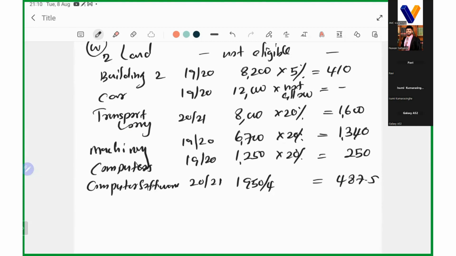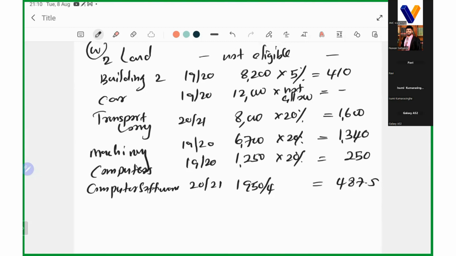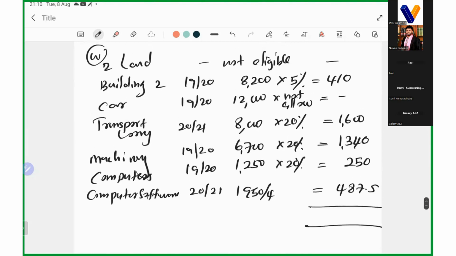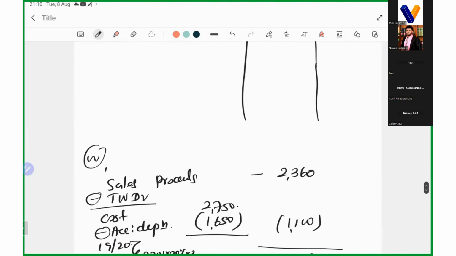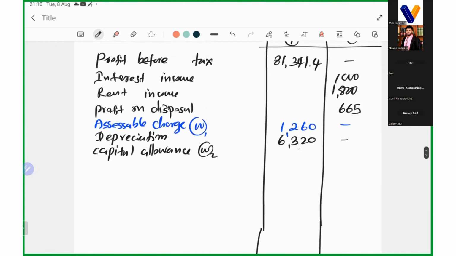Then one student asks whether, instead of this rate, they can use the years. Yes, you can use whichever way. It doesn't matter, both are correct. How much is the total? 4,087.5.